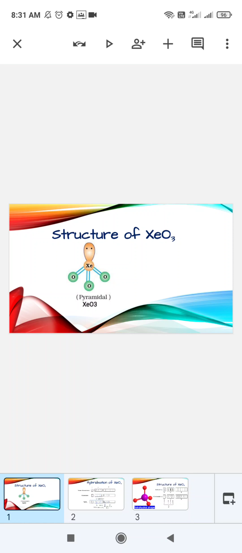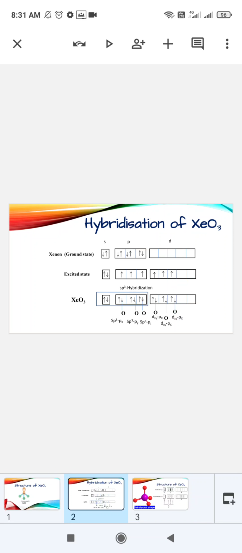So XeO3 exists in pyramidal geometry. Now we are moving into the hybridization or VSEPR theory of XeO3. We know that xenon is a noble gas element and it has completely filled s and p orbitals, and xenon has empty d orbitals. So we have to form 3 sigma bonds with the oxygen atoms and 3 pi bonds with the oxygen atoms. So for that we have a total of 6 half-filled orbitals.